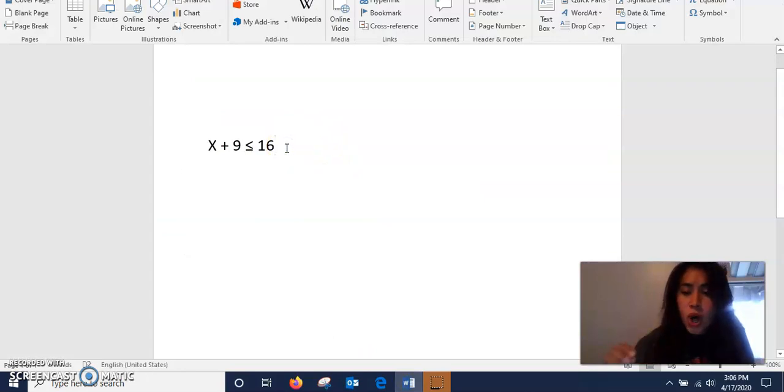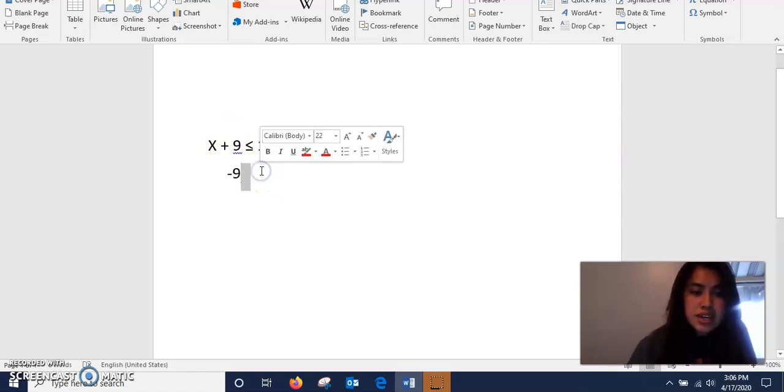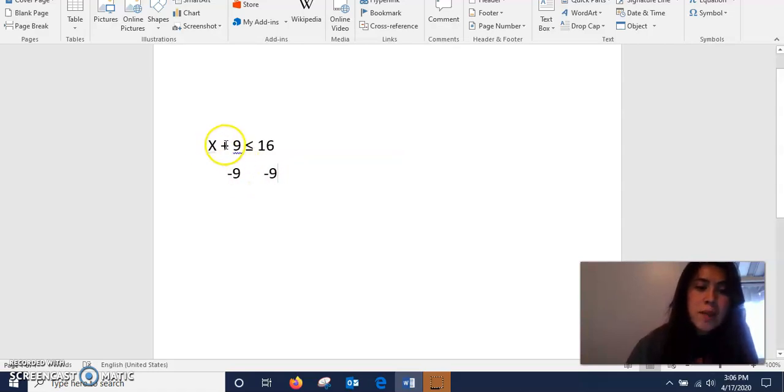Okay, so I recall inverse operations. I want to solve for x, so I need to do the inverse of addition, which is subtraction. And whatever I do on one side, I must do on the other. So I know that positive 9 minus 9 is 0. So that leaves me with x.